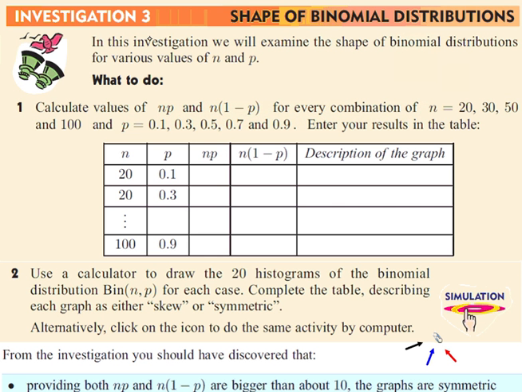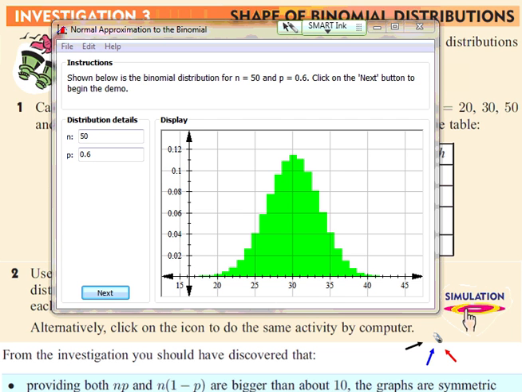Now, investigation 3 in your textbook will look at the shape of binomial distributions, and we look at what happens as n gets larger. Here we've got n from 20 up to 50, and when the probability changes from 0.1 up to 0.9. There is a simulation which will be attached to the weekly notes, which I'll run through. This is what the textbook software looks like. So at the moment we've got n is equal to 50, and we've got chance of success is 0.6.